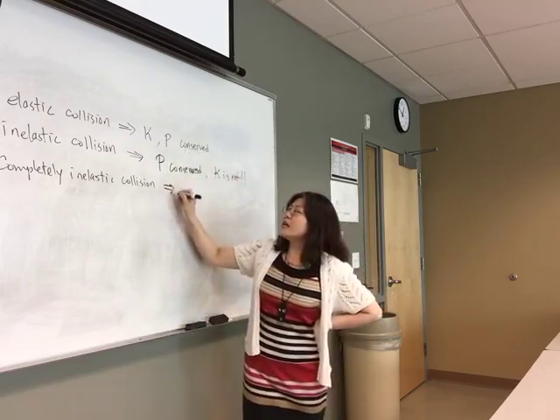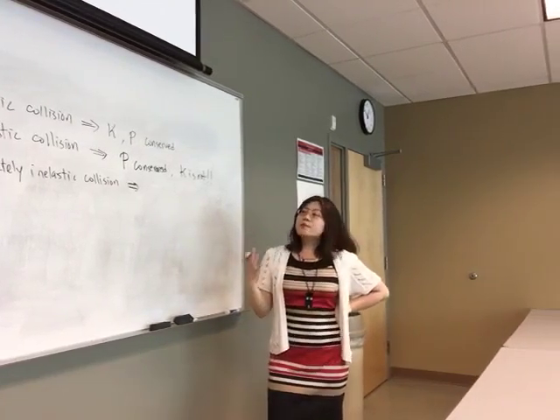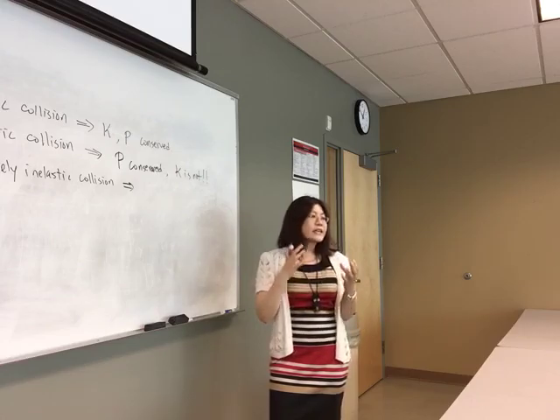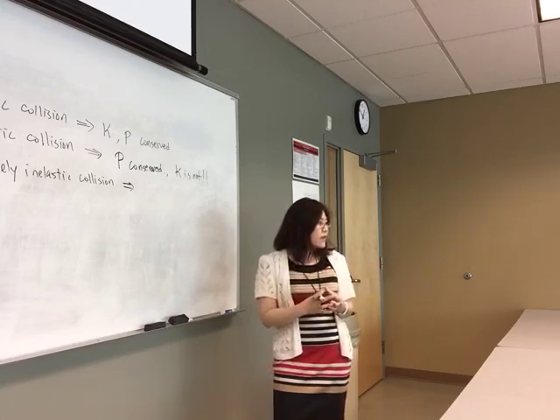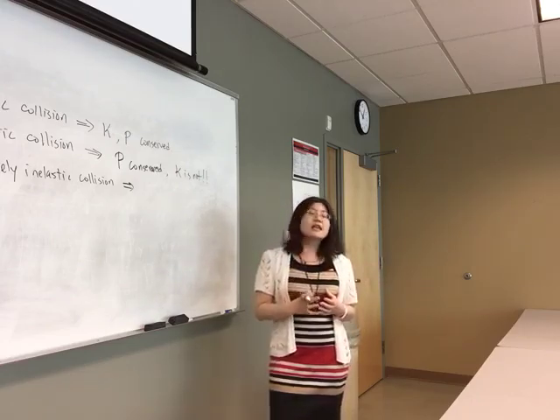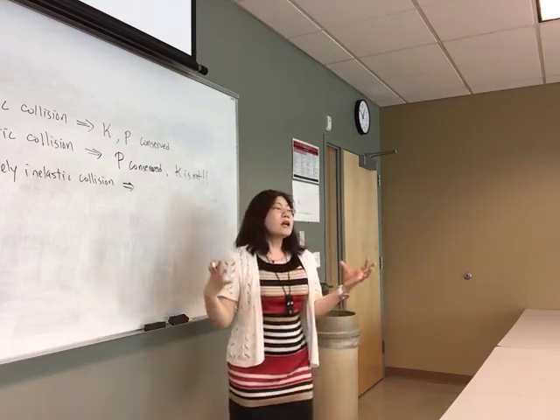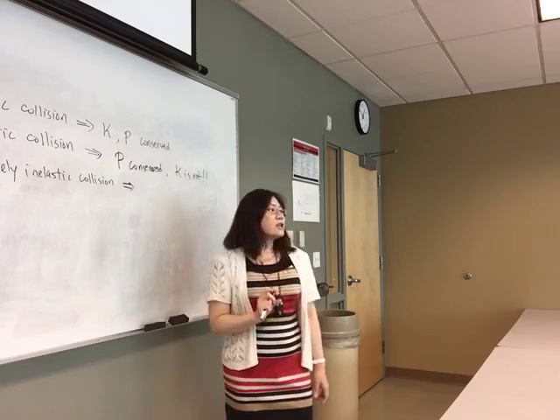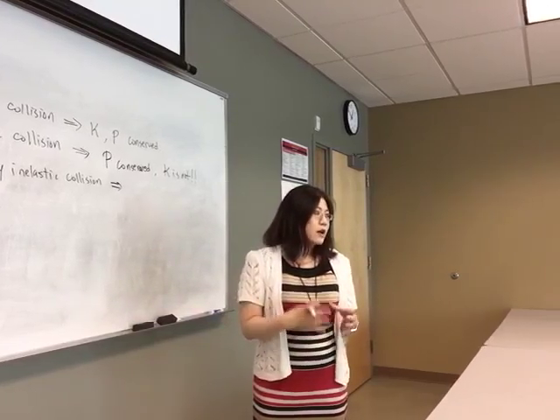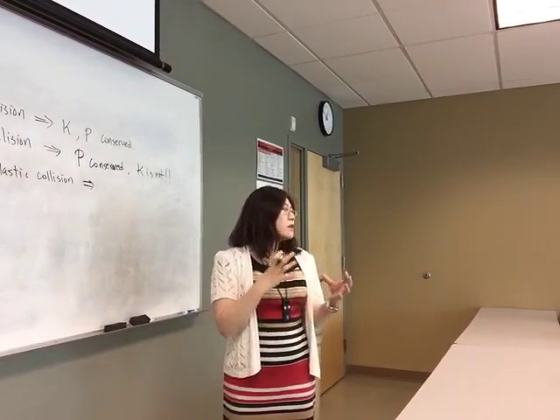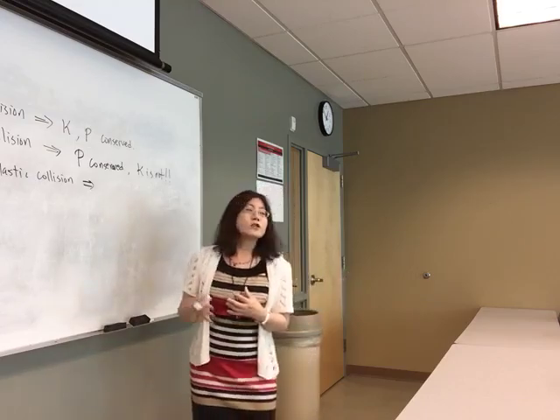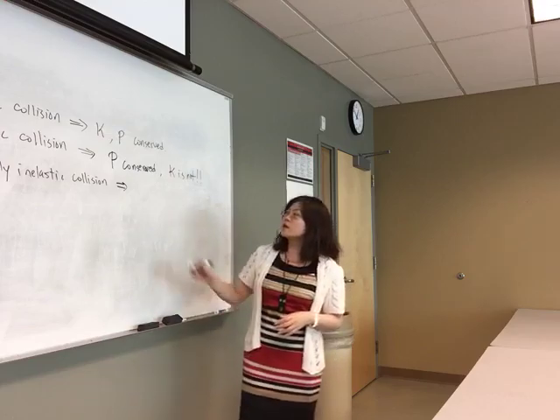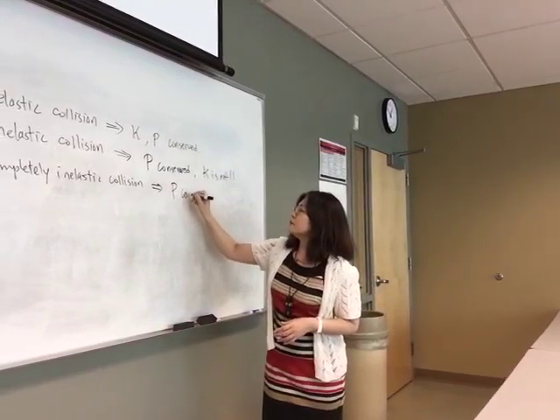A completely inelastic collision is the case where two objects collide into each other and stick together. We know that's inelastic, which means that energy is not conserved. In addition, because they stick together, the total mass becomes the sum of those masses. It's the mass of the system, not the mass of each individual particle. So P is conserved.